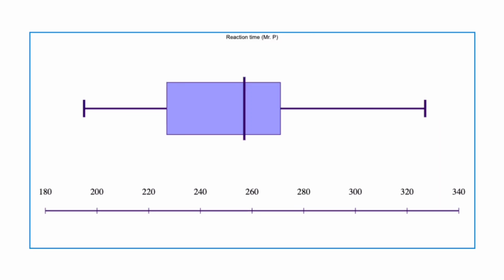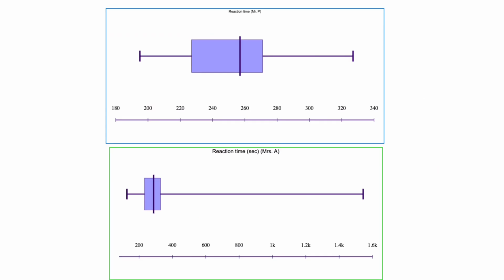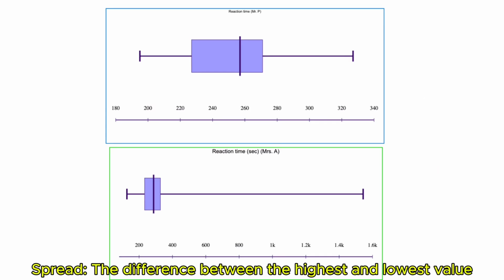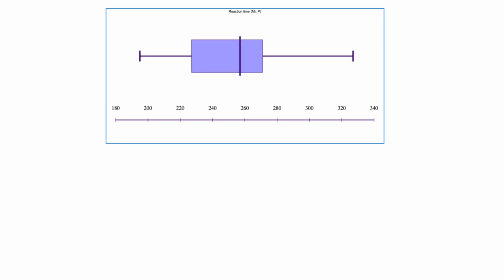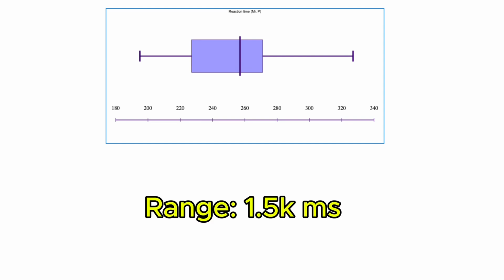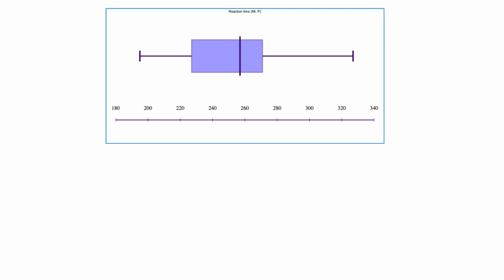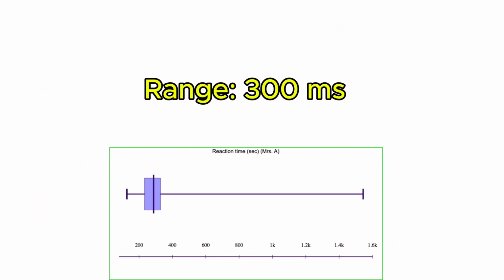Then we have Mr. P's class. This diagram is far more symmetric due to not having much of an outlier. Then we can once again see all of the quartiles. Quartile 1 being around 220 milliseconds, the median being around 260 milliseconds, and quartile 3 being between 270 and 280 milliseconds. These graphs can also show us the spread of data in each class. Mrs. A's class had a range of around 1.5k milliseconds, while Mr. P's class had a range of about 300 milliseconds.